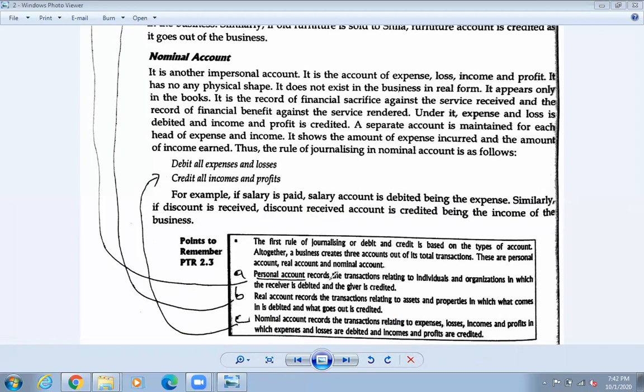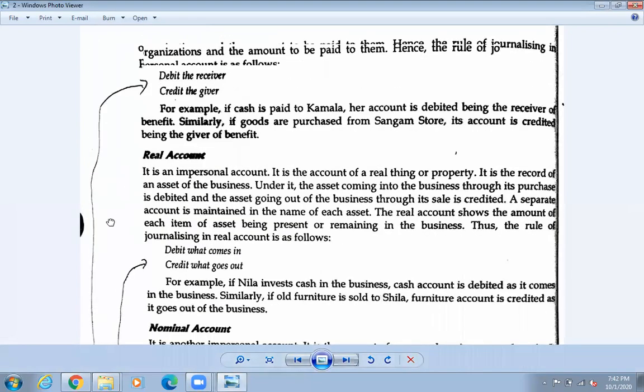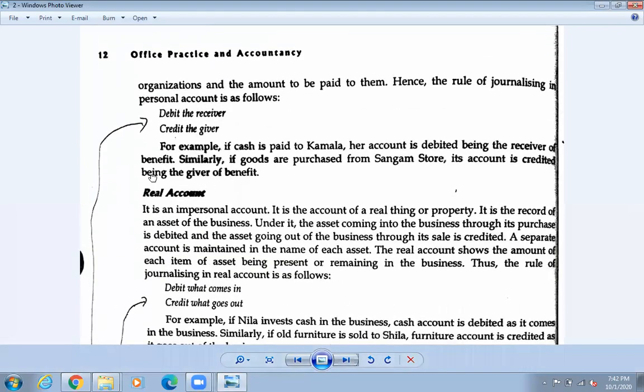Personal account records the transaction relating to individual and the organization in which the receiver is debited and the giver is credited. Then after this one, I will leave one line. That means after this one, change the paragraph and copy this. So the arrow is given over here. Just follow the arrow. Follow this arrow. Where will you go? So we are going to the topmost building. So it is like a snake game over here. So here, you need to write down like this.